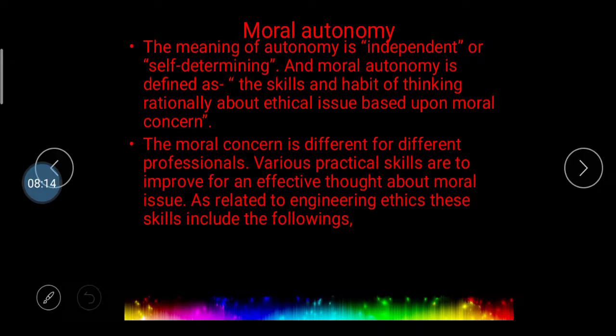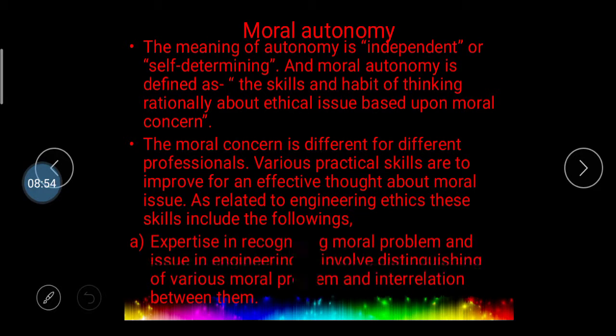Then, moral concern is different for different persons. Various practical skills are also improved for effective thought about moral issues. As a result, in engineering ethics, these skills are included, because different professions have different types of morals. For example, in your field there are different morals and different ethics. As an engineer, as a doctor, as a professor, there are different ethics. So different professions have different types of morals and ethics.